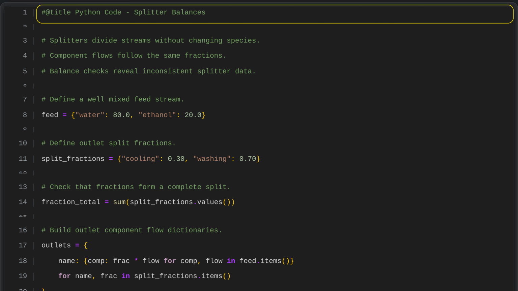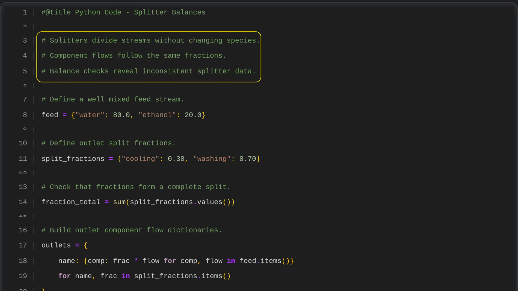Python code. Splitter balances. A splitter divides a stream into outlet streams without changing the species present. Each component flow is split in the same proportions as the total stream. Material balance checks can be used to spot inconsistent splitter data.